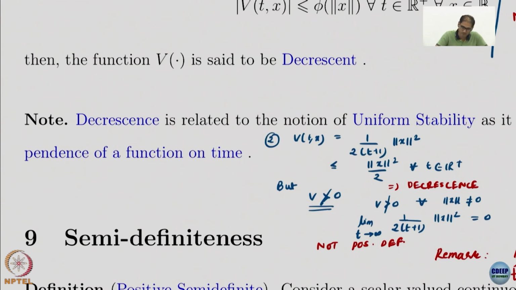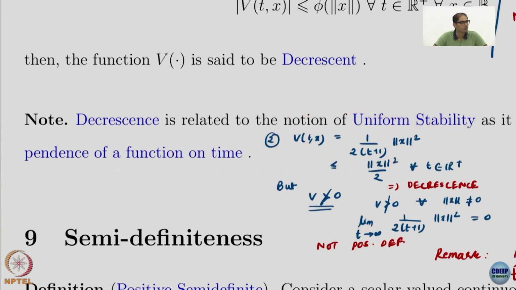So for non-negative t, this is of course dominating norm x square by 2, and this is of course being dominated by norm x square by 2. So I am done, it is decrescent. Now obviously it is not positive definite, by the same argument. If you give me any class k function to compare with, I know that this is a decreasing function of time, I will keep bumping up time and I will go below your class k function. So this can never dominate any class k function, therefore it is not positive definite.